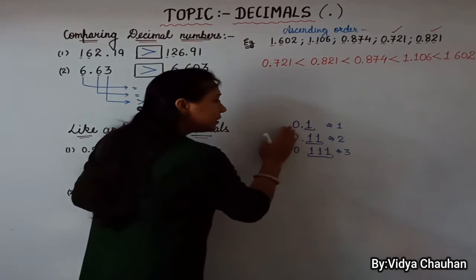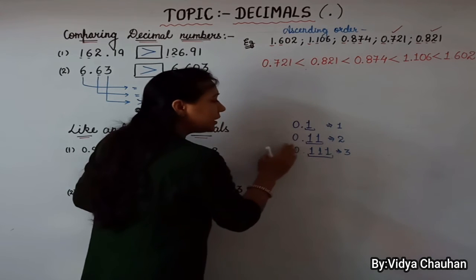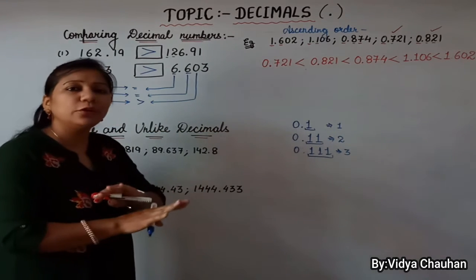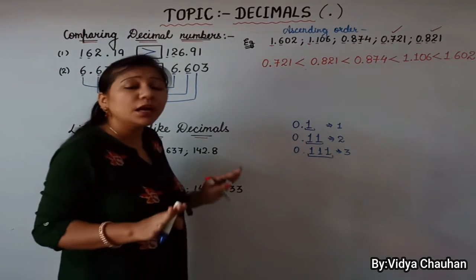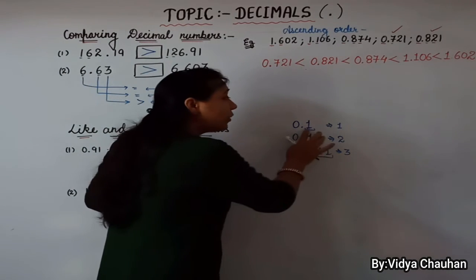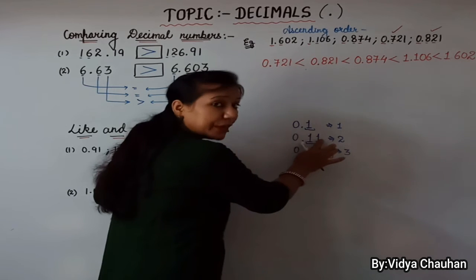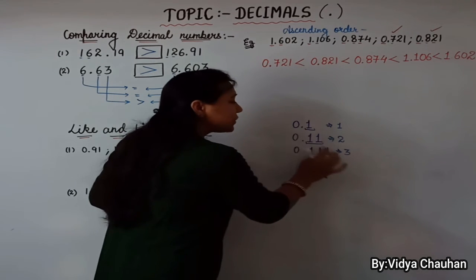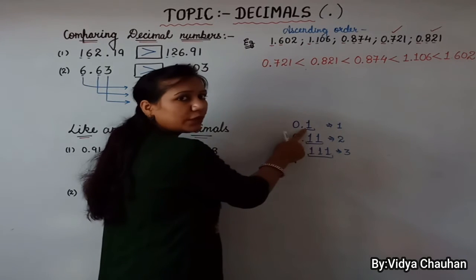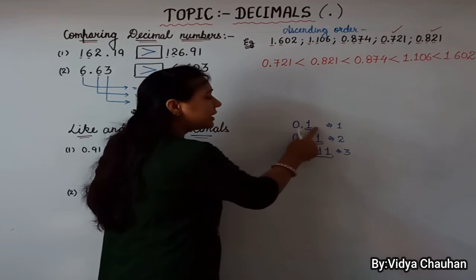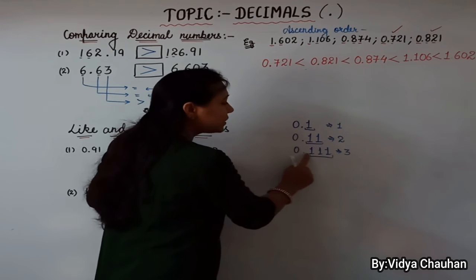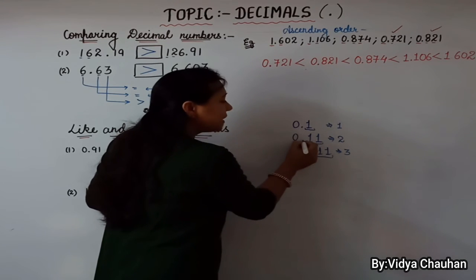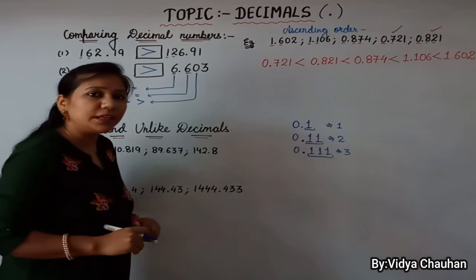We will not look at the digits before the decimal. That means we are not going to compare the integral part. We will only look at the decimal part, and that too not the digits but the place values. Here the place value is only 1, that means there is only one digit after the decimal. Here 2 digits after the decimal, so 2 decimal place values. 3 digits after the decimal, that means 3 decimal place values.